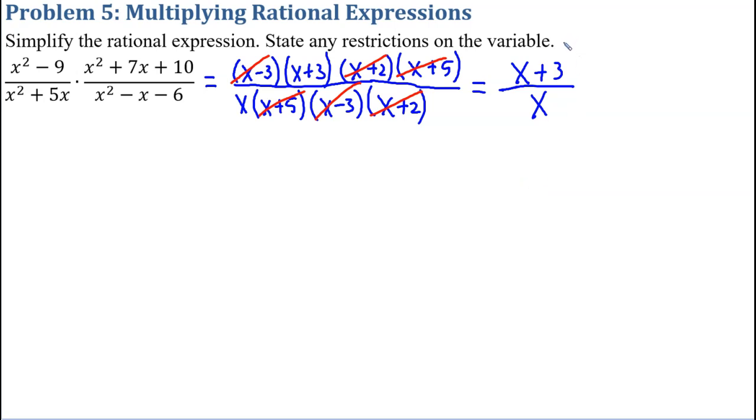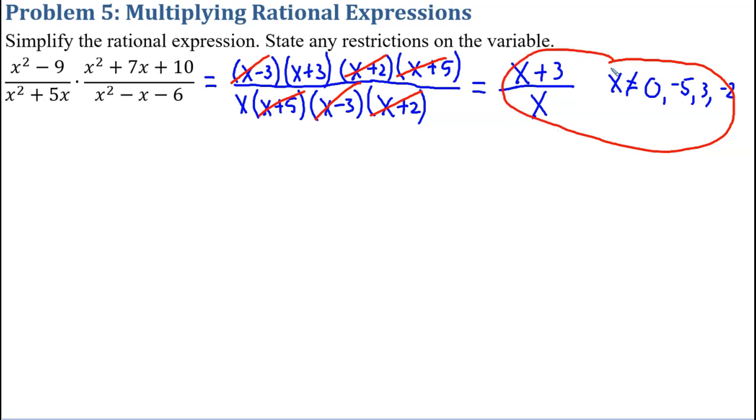Once again, we want to state any restrictions on the variables. We'll say x can't be equal to 0, for that lone x by itself. But once again, I also want to look at the pre-simplified form to check for restrictions. I also can't have a negative 5, a positive 3, or a negative 2. Those would all cause division by 0, so we'll include those in our restrictions.